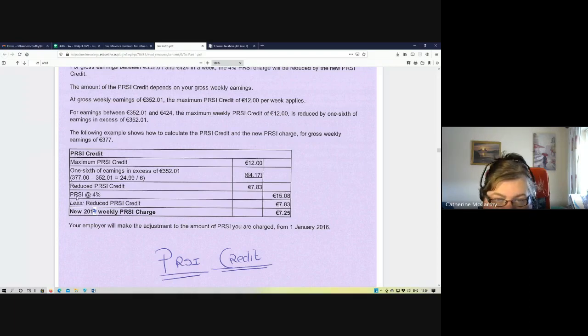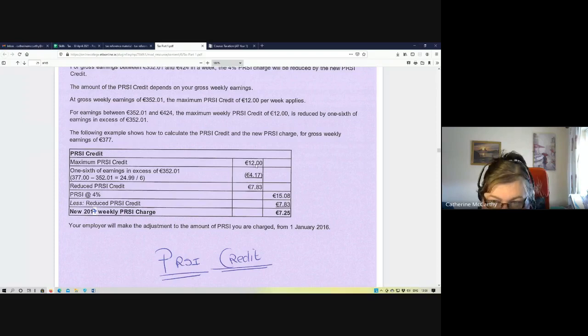So the first job there was PRSI at 4% was 15.08. So if we take 377 by 4%, that gives me €15.08. So this person earns €377 and they should be paying PRSI of €15.08. They brought in this PRSI credit then.